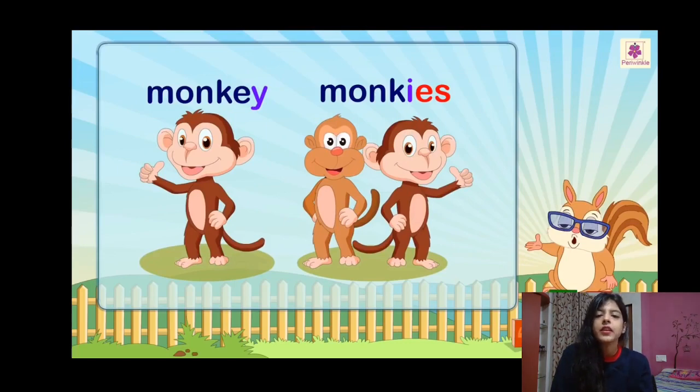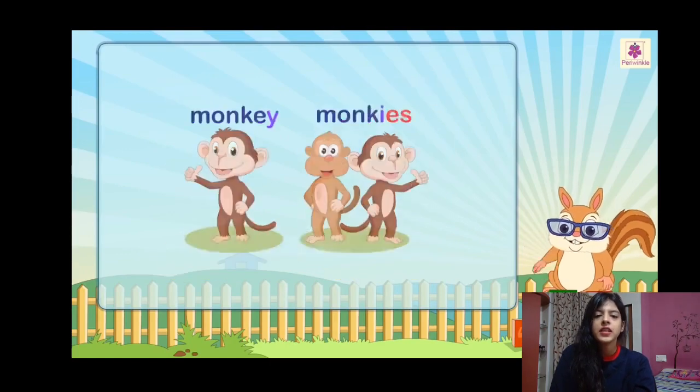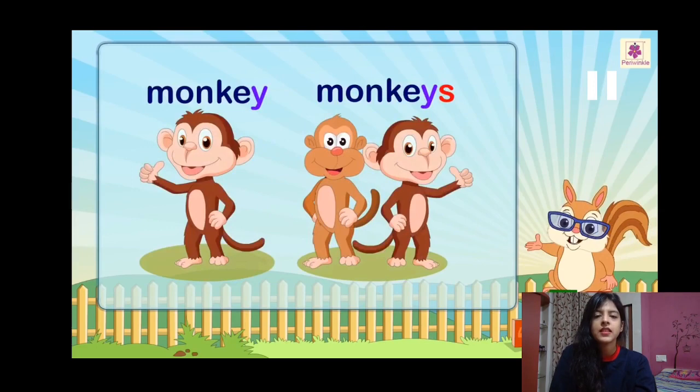For monkey, we do not use this spelling to make it a plural form. It's a wrong spelling. We add s. Monkeys. Okay, so that is monkeys. This is the correct form.